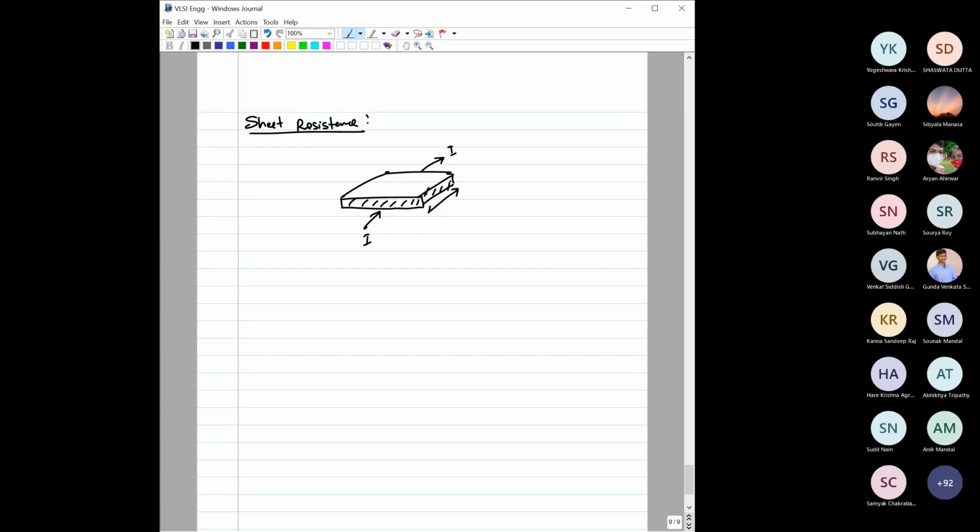And if the current is flowing in this direction, the length obviously is going to be this, right? And if this is the length, then the width will be this other side, right? So this is the width, and this is the thickness of the slab, right?